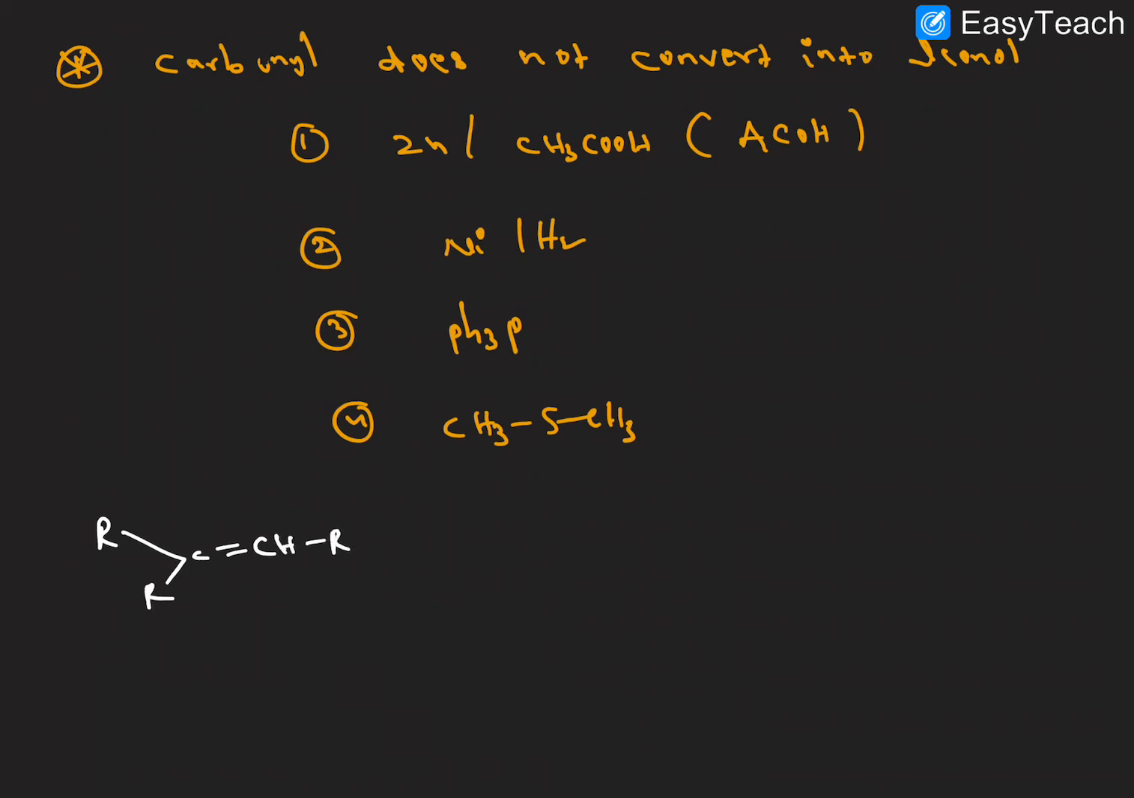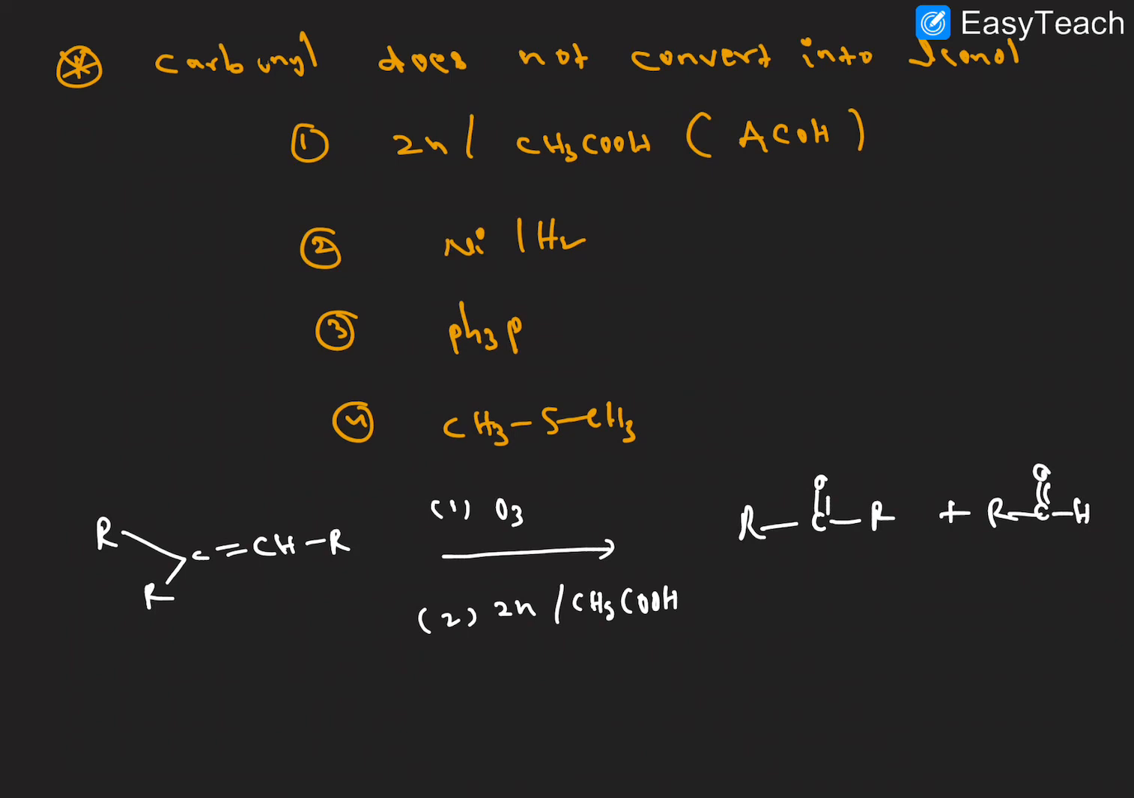CHR, and the first step is ozonolysis taking place, and after that using zinc or acetic acid. So what product is forming here? COR plus RCHO. So this does not further oxidize or reduce. Further it is not reduced, not oxidized by using this reagent. I hope it is clear.